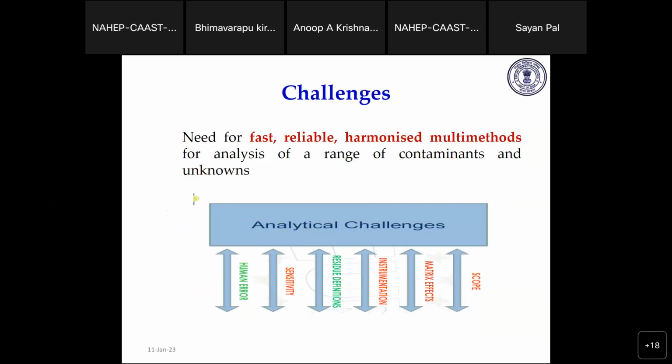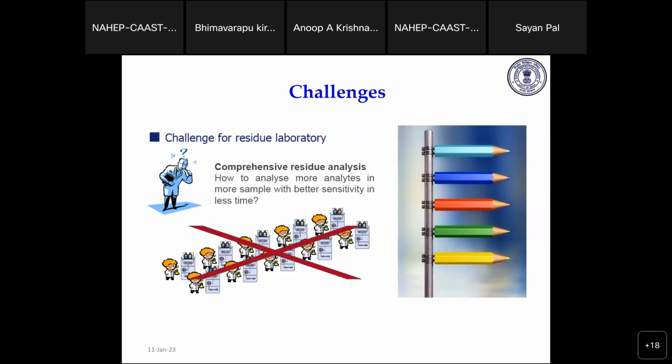So to nullify these challenges, ultimately our purpose here is to reduce error, have better sensitivity, have reduced matrix effect, however attain our analytical scope with a fast, reliable and harmonized multi-class, multi-residue method. That would be the ultimate aim of having an analytical method. So which will help people to work on a faster basis and come out with better results in a lesser time.